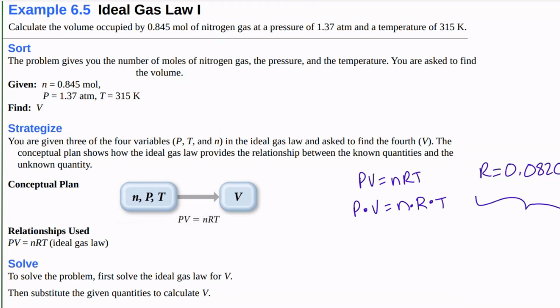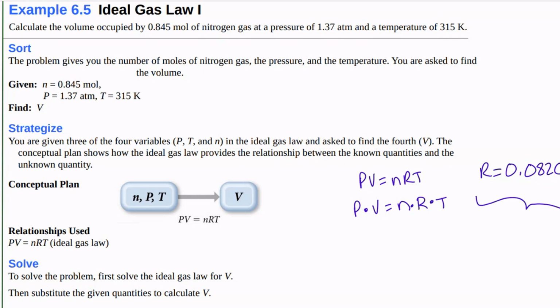We will see a problem at the end of the chapter where we're going to have R in energy units, so obviously it will have a slightly different number.